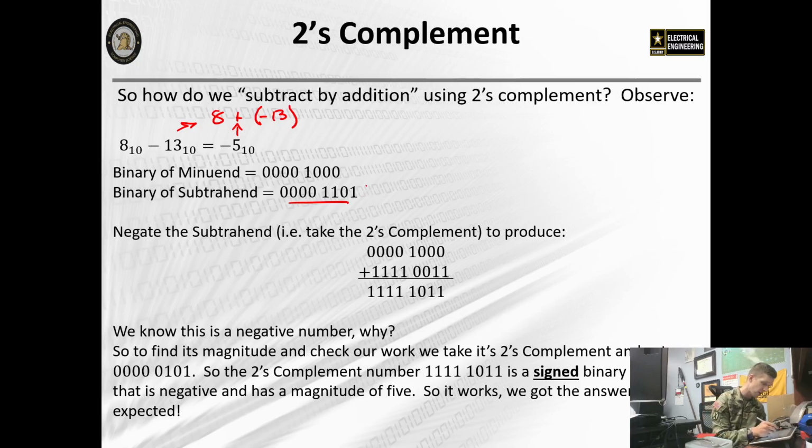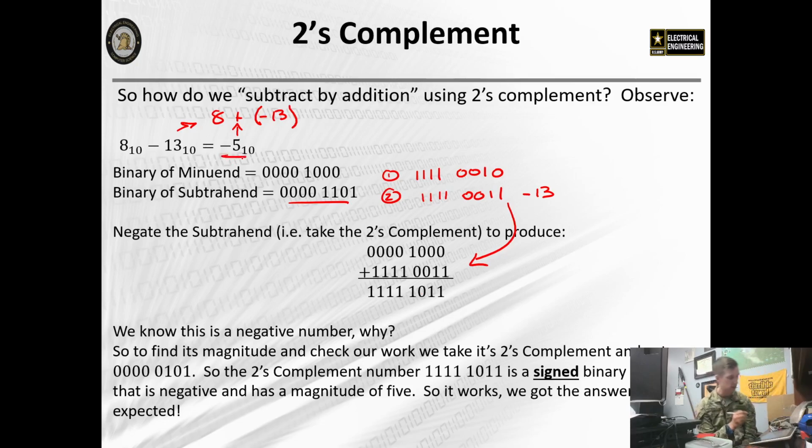So if we take this value, number one, we invert the bits: 1, 1, 1, 1, 0, 0, 1, 0. And then we add 1, giving 1, 1, 1, 1, 0, 0, 1, 1. This is the value -13, that you can see down here. Now I perform addition like normal. 0 plus 1 is 1, 1, 0, 1, 1, 1, 1. And what I should get is the value -5.